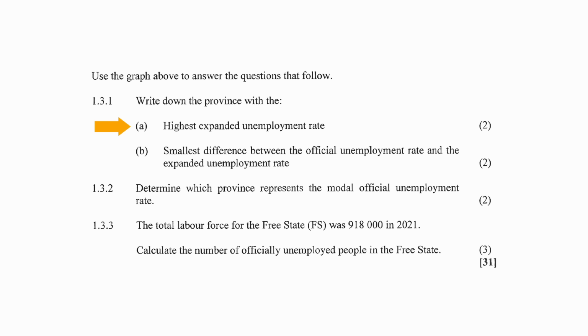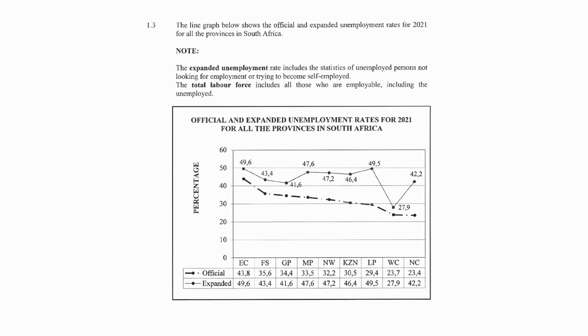In question 1.3.1(a), you have to write down the province with the highest expanded unemployment rate. From the graph, the province with the highest expanded unemployment rate is Eastern Cape.